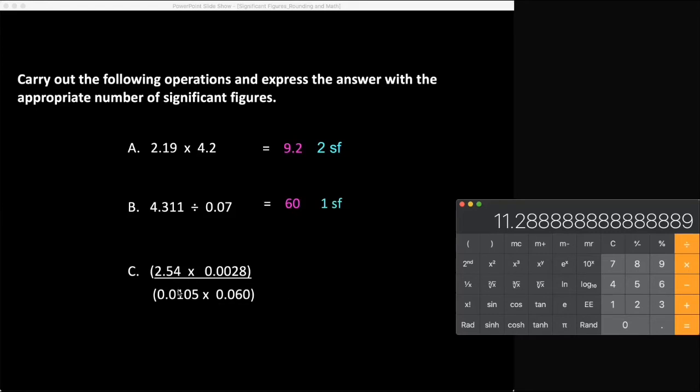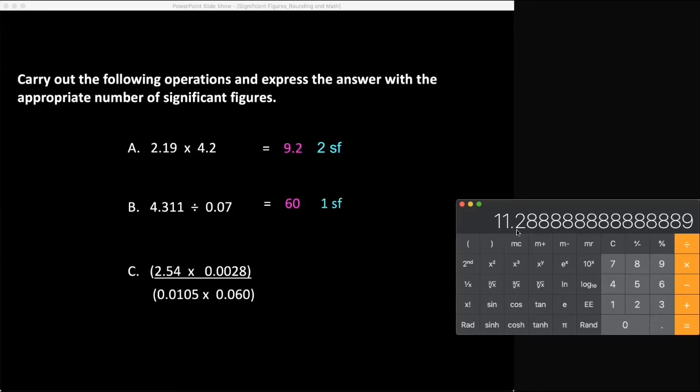So you're doing multiplying and dividing here. So I'm going to go by the least amount of significant figures. 2.54 has 3 sig figs. 0.0028 has 2 sig figs. Remember, the zeros to the left, in front of the integers, are not significant. 0.0105 has 3 sig figs, and 0.060 has 2 sig figs. 2 is the least amount down here, so I want 2 sig figs in my final answer.